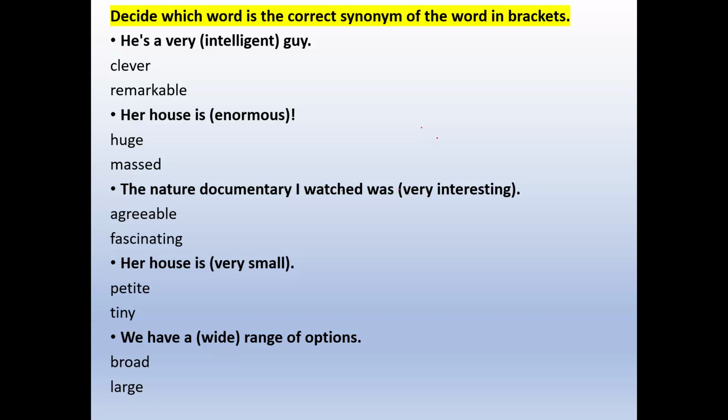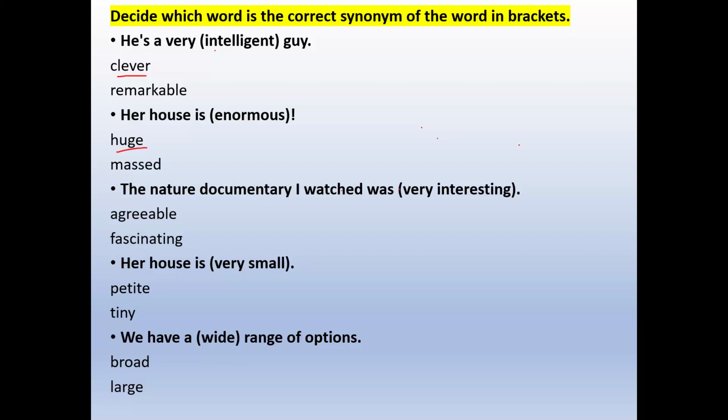Right, first one. Intelligent. What is the word? Clever. Not remarkable. Enormous. Her house is enormous. Huge. According to the context, the better word would be huge.